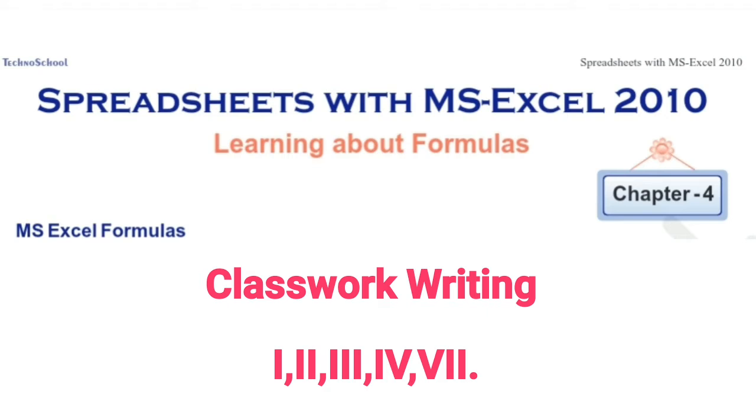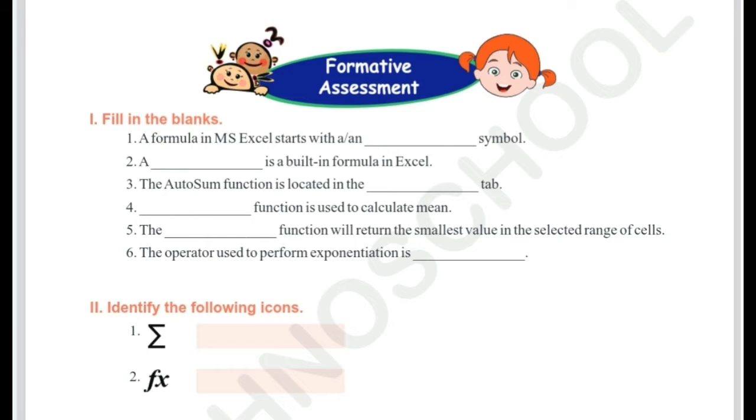Let me explain the first Roman. Fill in the blanks. Average is the answer for this question. You can see page number 41. The average function calculates the average or arithmetic mean for a group of numbers. Once we have entered the values in MS Excel, you can go for this function. Click and select the range of value cells. You can get the mean value using the average function.